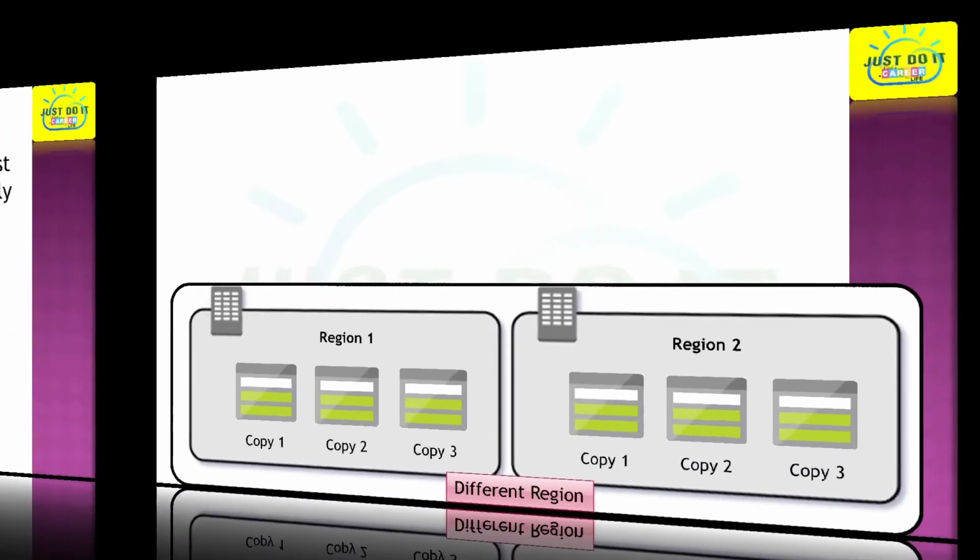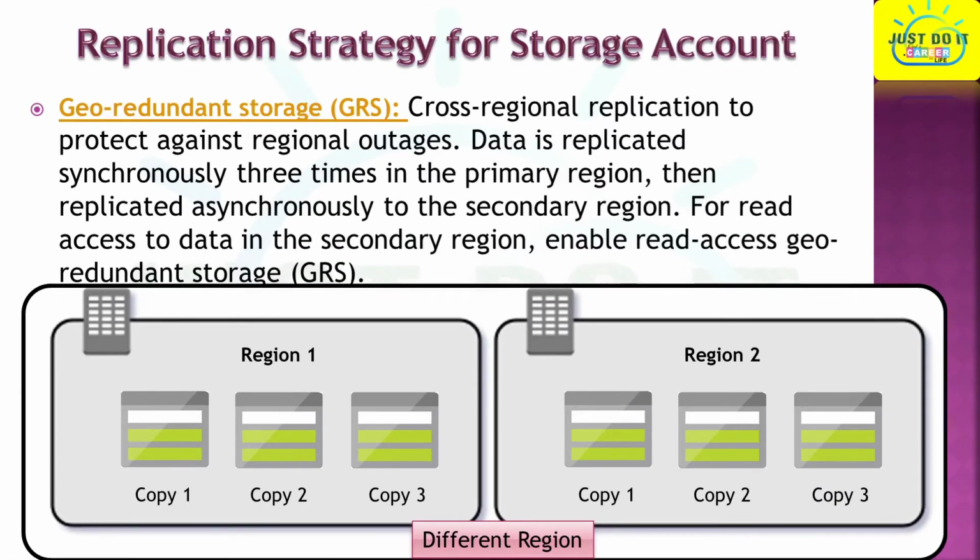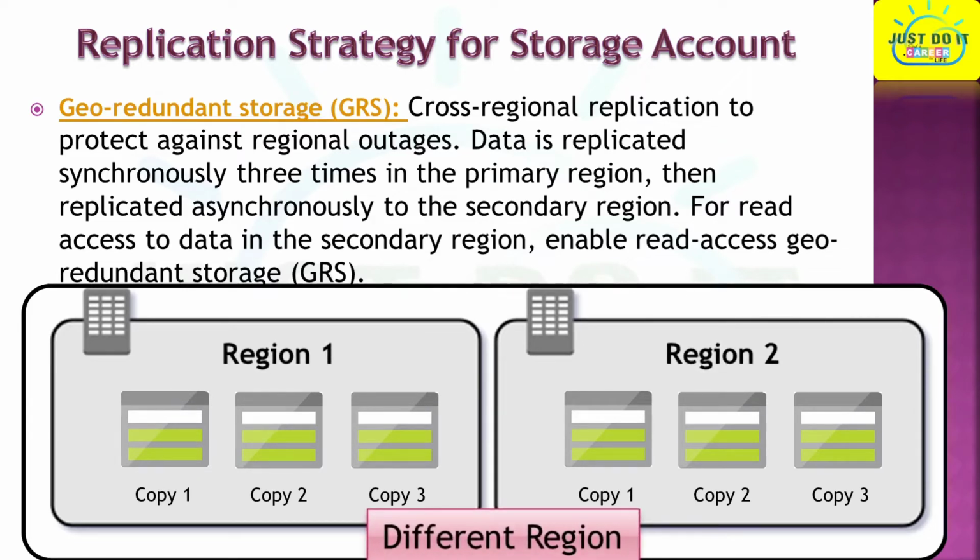Then there comes geo-redundant storage, which is called GRS. It is a cross-region replication to protect against a regional outage. Data is replicated synchronously 3 times in a primary region and then replicated asynchronously to a secondary region.